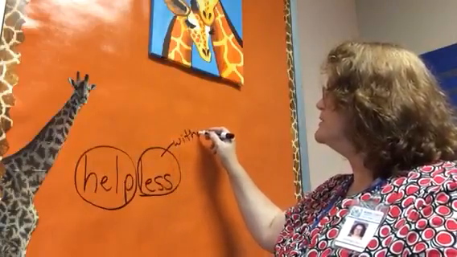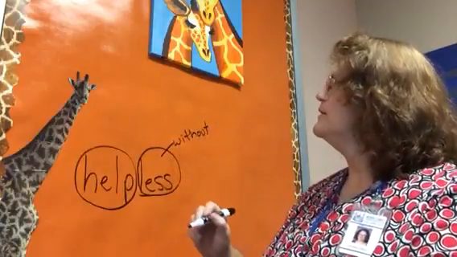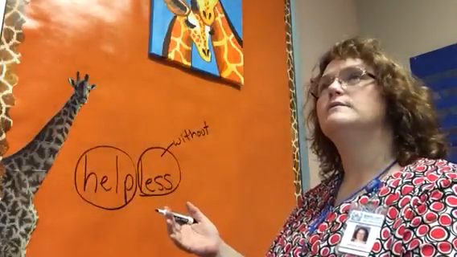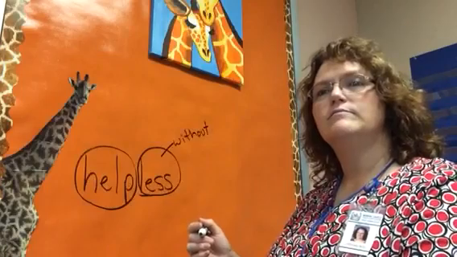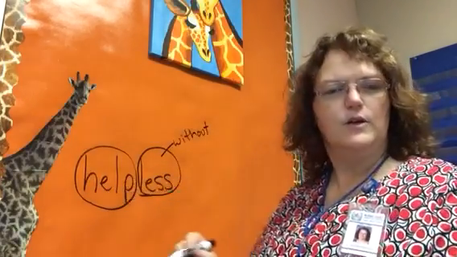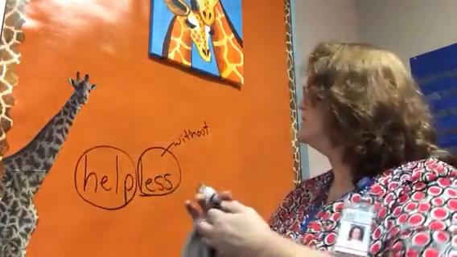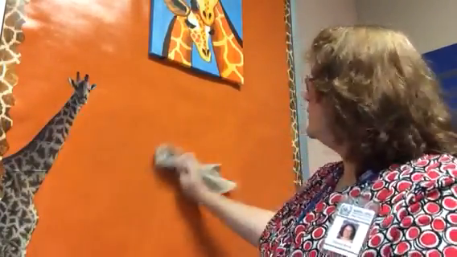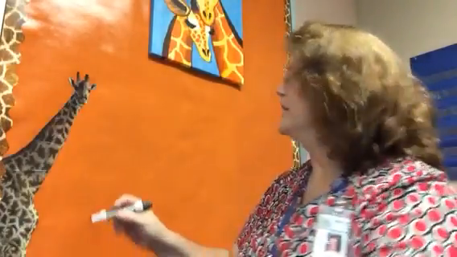If you think about words like, I don't know, what's another one? Childless, then you're without a child. So helpless, you're without help. You're helpless. And that one is a suffix. Let's see, I think I know a word that has both a prefix and a suffix on it.